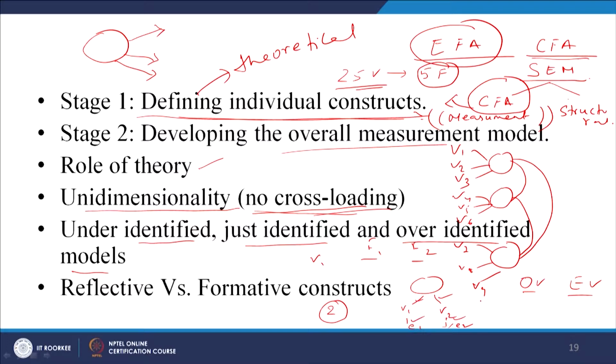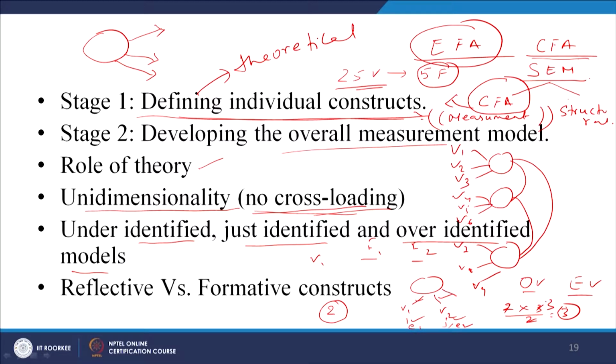If you calculate the number of estimated parameters, the formula is n into n plus 1 by 2, which with n equal to 2 is 3. So, you see now you have 3 to be estimated, and here the model has 4 parameters. So, this is an under identified model.